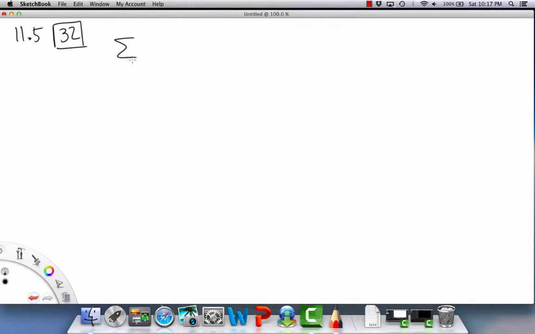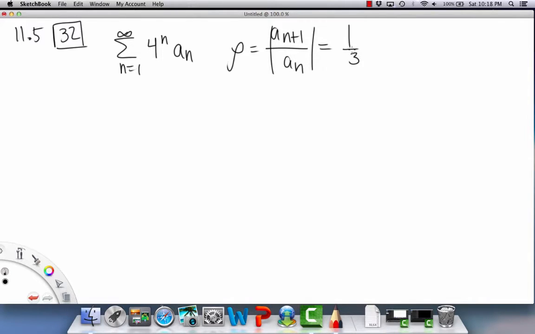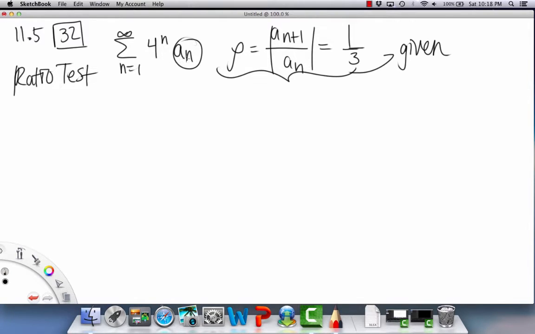Okay, so for this one, we have the same setup, and now we have a 4 to the n times a sub n. The given that they gave us at the top of these problems is that the rho for this is going to be 1 over 3. Okay, so this is a given. This whole thing here, that's all given in the problem. So what we're going to do is, again, use the ratio test. That's what we're going to apply here. And we'll just work around this term here.